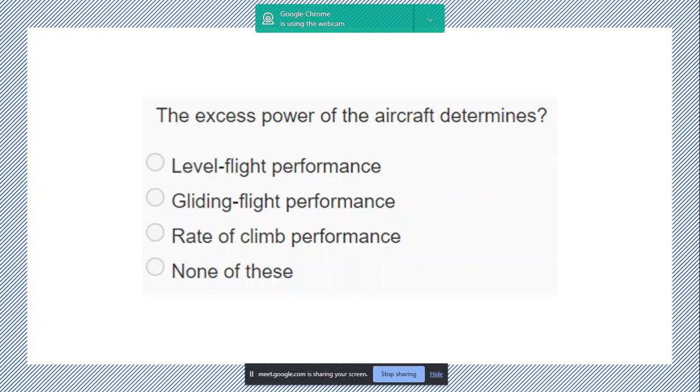Next, excess power of the aircraft determines what? Level flight performance, gliding flight performance, rate of climb. What was the equation for rate of climb? Yes. So this is also equal to power available minus power required by W. So this is nothing but the excess power. So excess power determines the rate of climb performance. This is the correct answer.